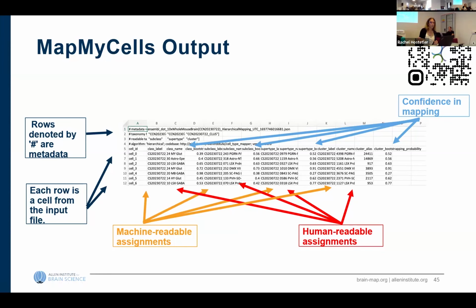The way this mapping works is that it doesn't just map and say cluster X is equal to cluster 13. It actually says cluster X is in class A, subclass Z, supertype X, and finally, cluster so and so. So it goes through each level of the taxonomy and will map your data through that. And then you also get a confidence level in your mapping for each level of that taxonomy, which is what the blue arrows are pointing to.